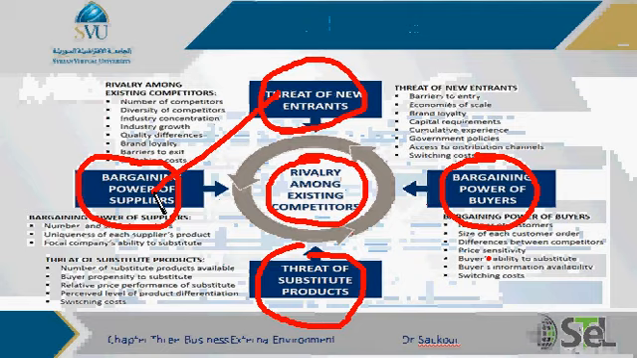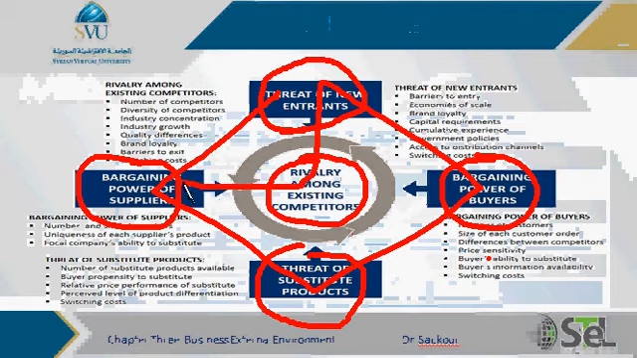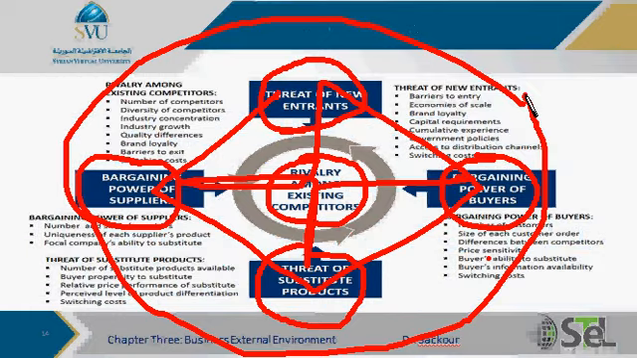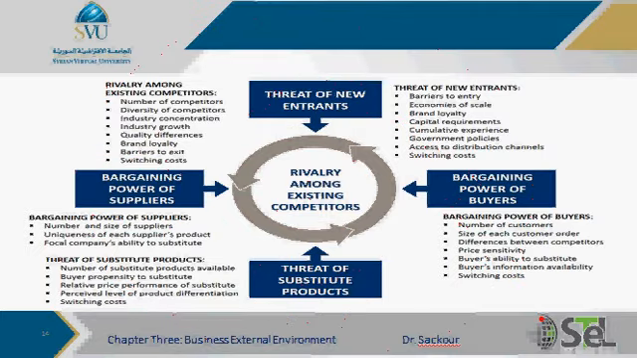So we have 5 interrelated forces working together at the same time and overlapping in one difficult and complicated relationship. Let's scan those factors or those elements.